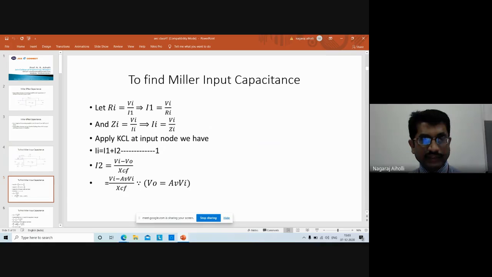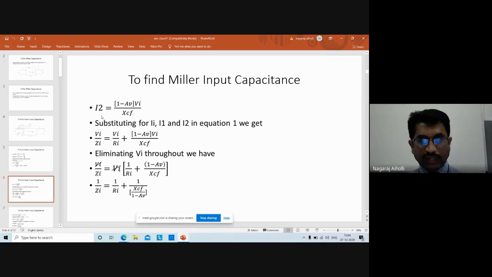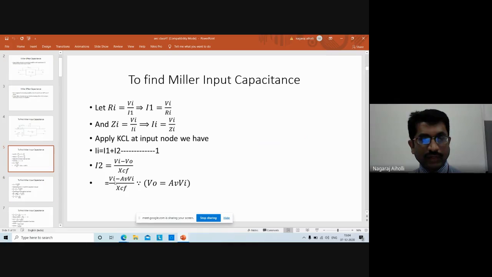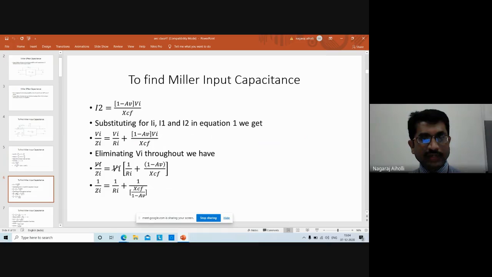Now Vi minus V0 is Vi minus AV into Vi, because output voltage equals gain into input voltage, or gain is V0 by Vi. Therefore V0 is equal to AV into Vi. Substituting, I2 is Vi minus AV Vi divided by XCF. Taking Vi common, I2 will be equal to Vi into 1 minus AV divided by XCF. Now substitute Ii, I1 and I2 in equation 1.